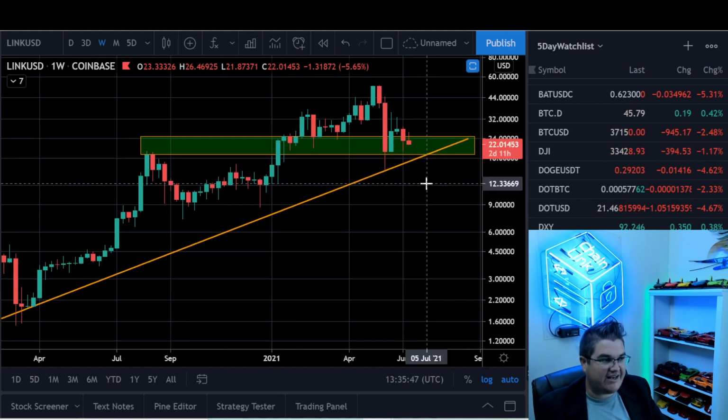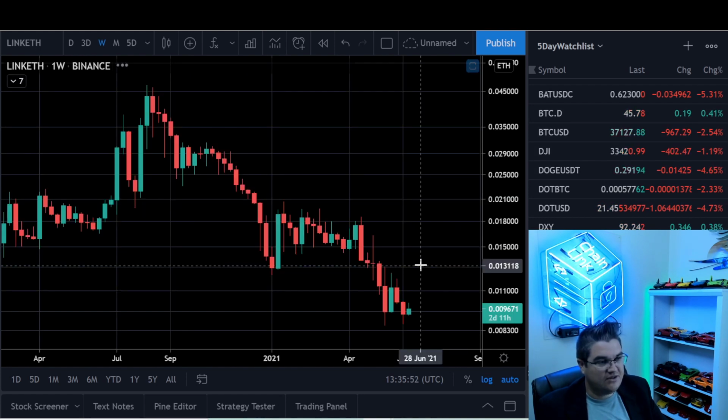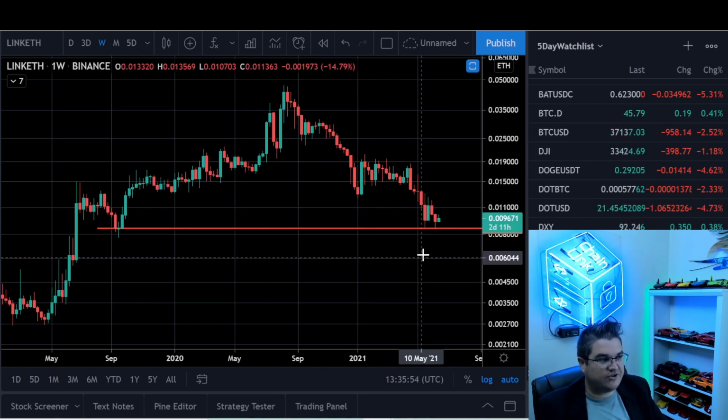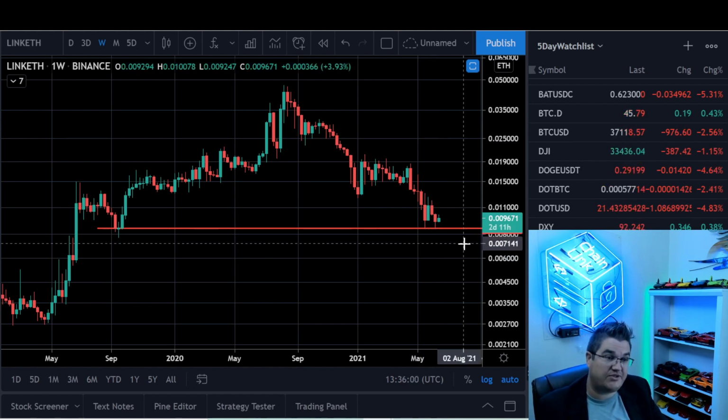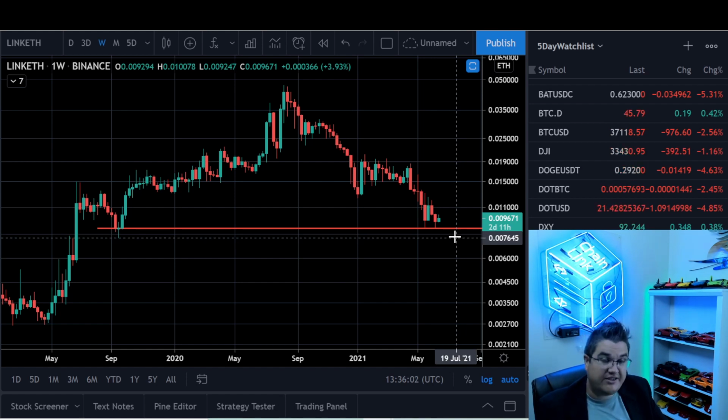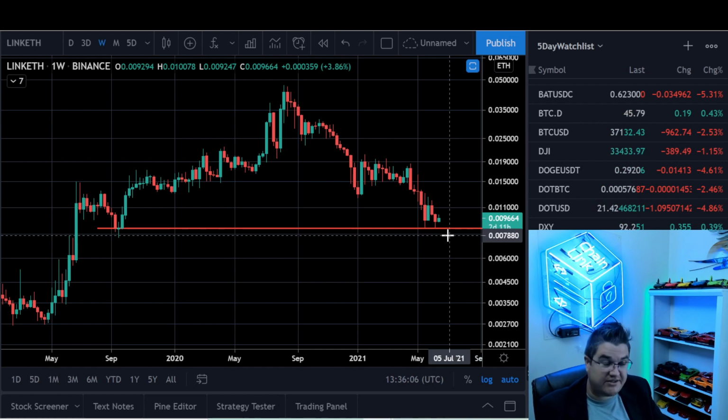Now let's go ahead and look at Link versus Ethereum. And Link ETH is due for a turnaround sooner than later. Ethereum generally tends to do a little bit worse in the summer times and going towards the end of the year. Link, on the other hand, tends to do the opposite, tends to do a little bit better towards the end of the year and in the summertime.